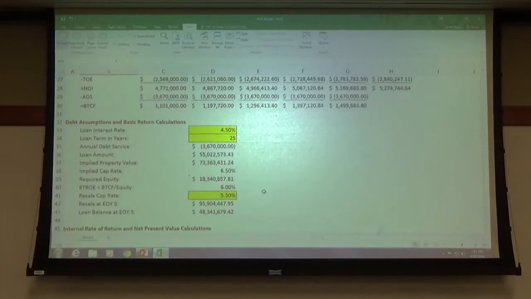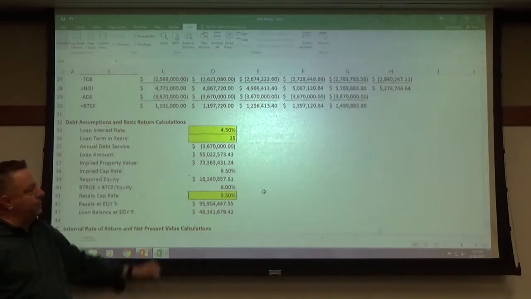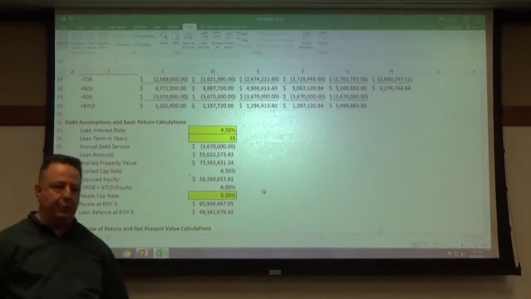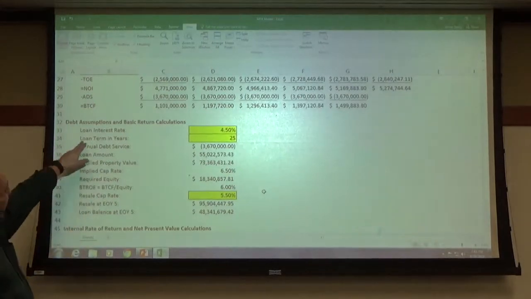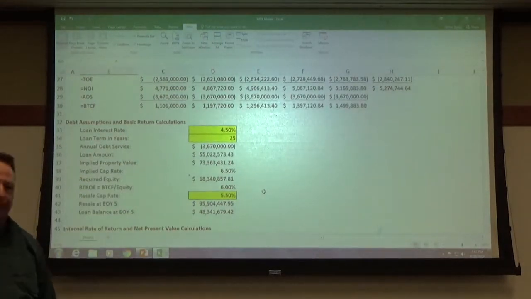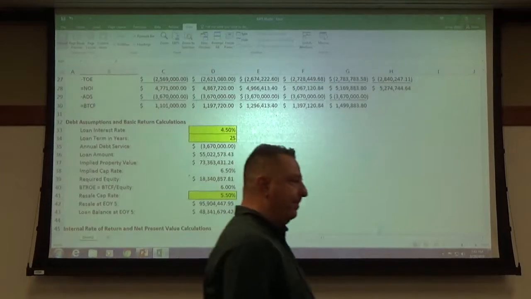So here, we have made the assumption that we have found a lender that is willing to give us a 4.5% interest rate on our loan and a 25-year term, okay?